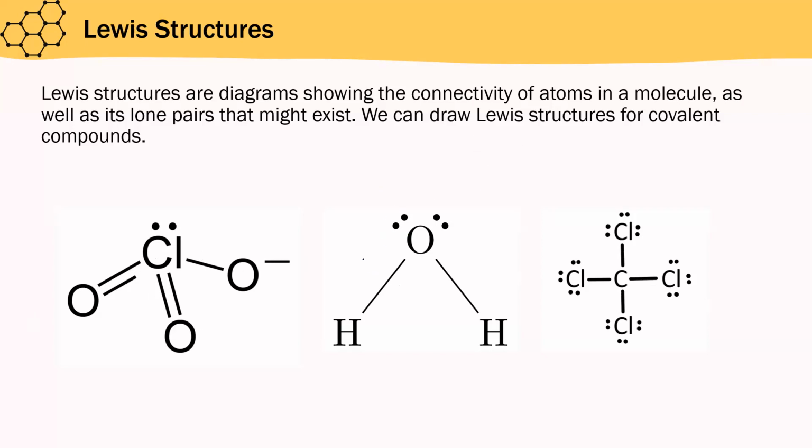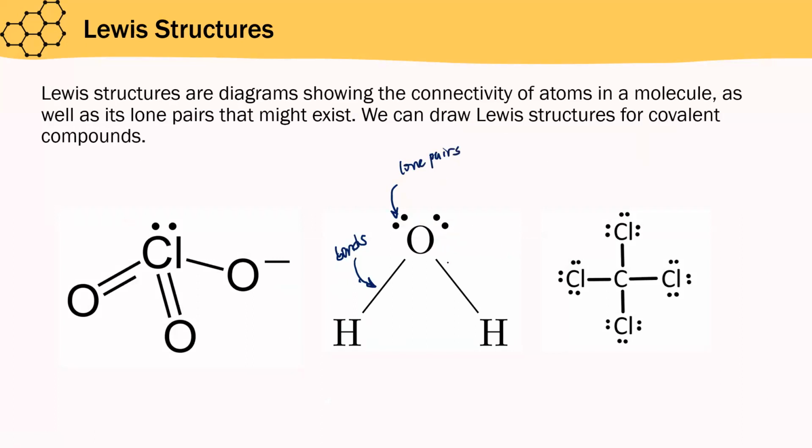So these are the bonds. They may vary from single, double, to triple bonds. Then you have the unshared electrons. Remember, you need two electrons to be shared, but if they are not used, we call them lone pairs.